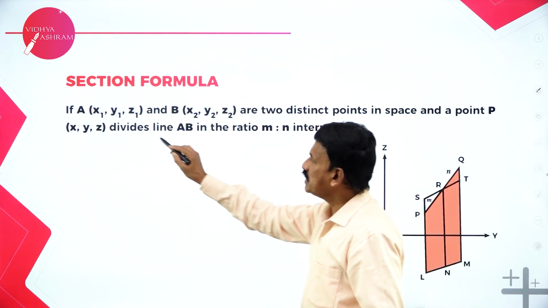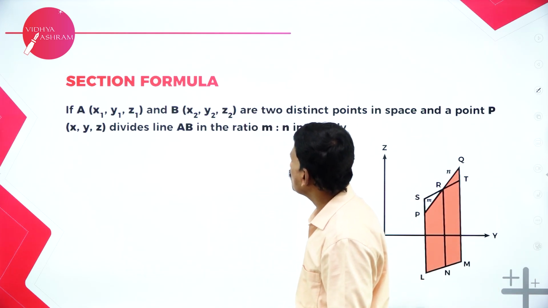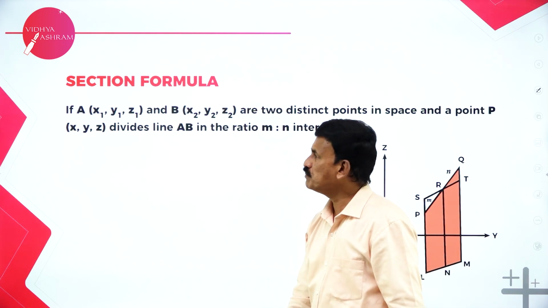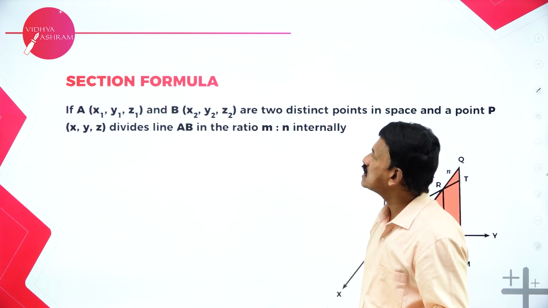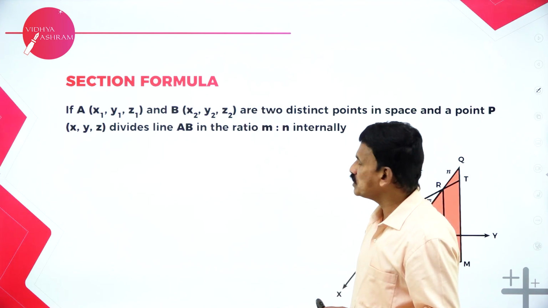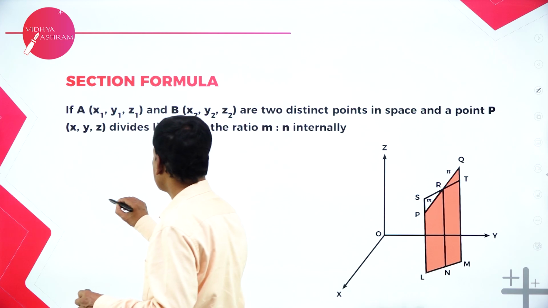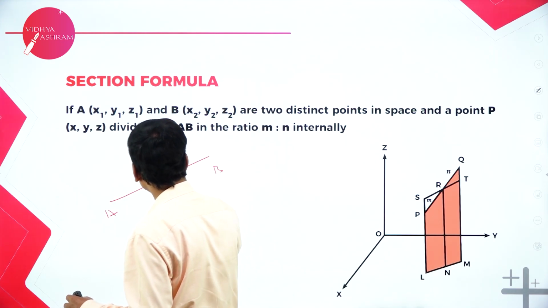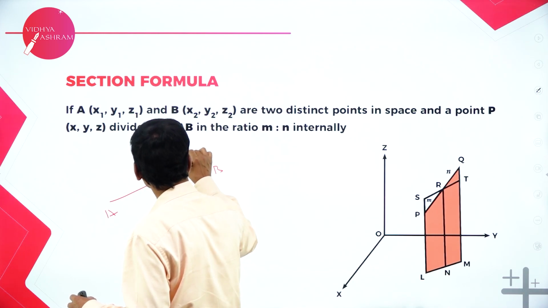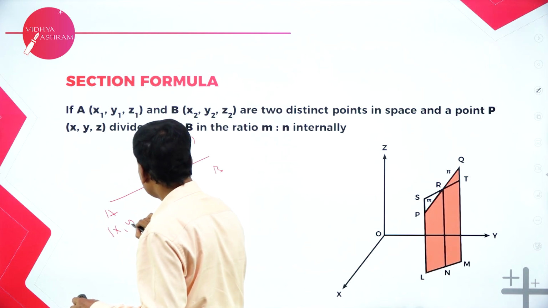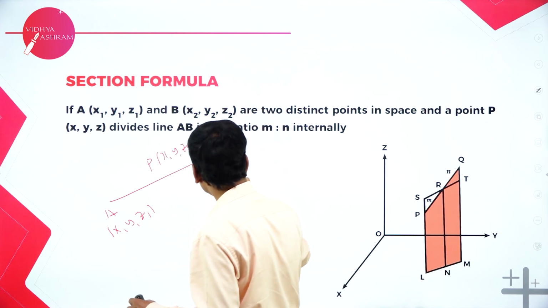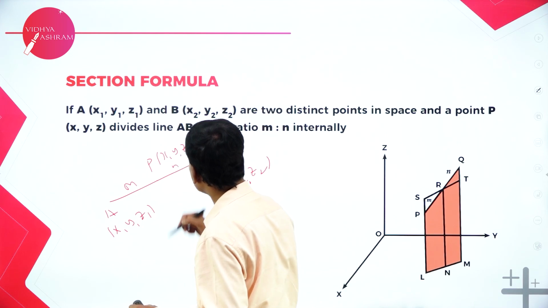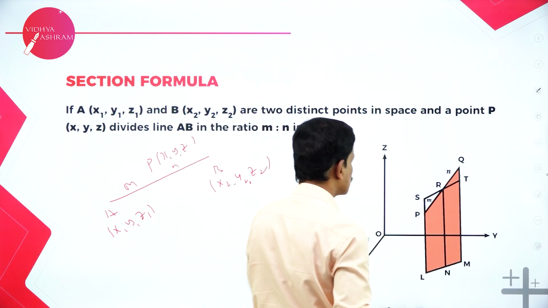Now let A x1, y1, z1 and B x2, y2, z2 be any 2 distinct points in the space, and a point P x, y, z divides the line AB in the ratio m is to n. Suppose if this line AB is divided by this point P, if P x, y, z divides AB, x1, y1, z1 and x2, y2, z2 internally in the ratio m is to n, let us come to this diagram.